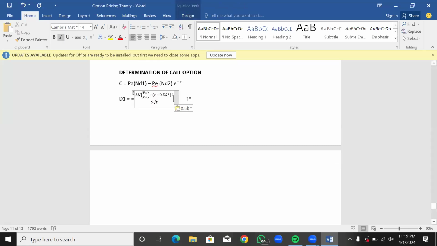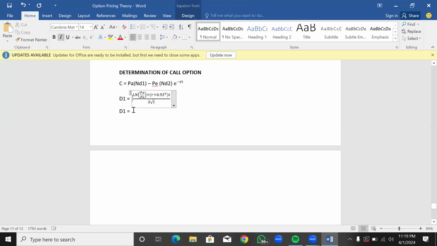Okay, so this is the formula to get D1, yeah? Does anybody agree with me? Even if you don't agree, I know the formula. So this is D1. This is the formula. So now let's solve.